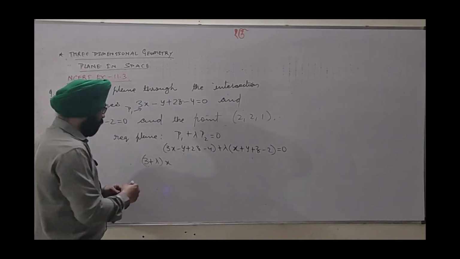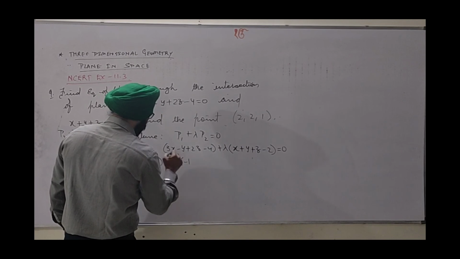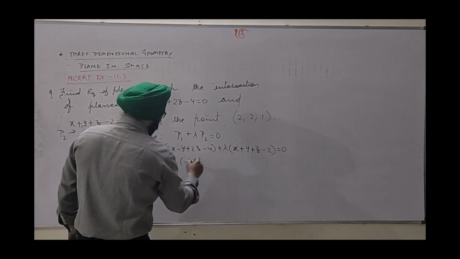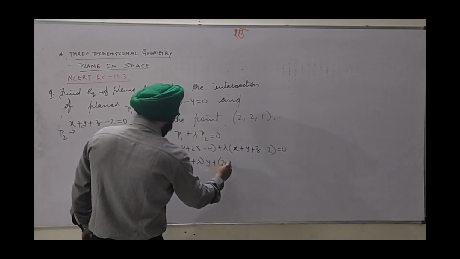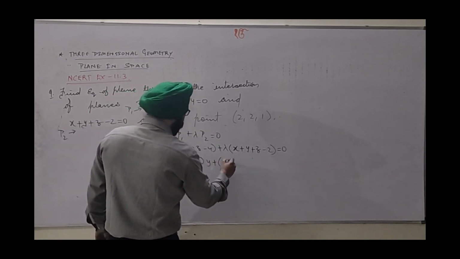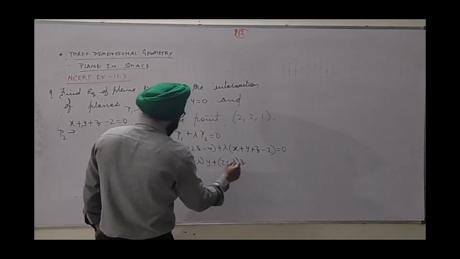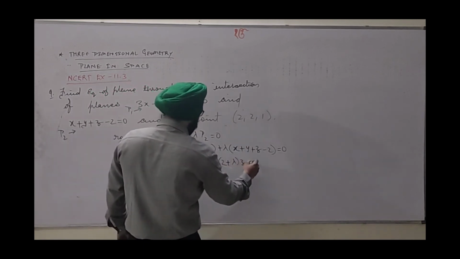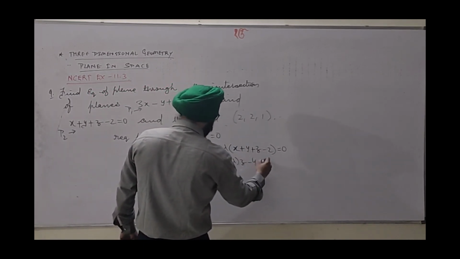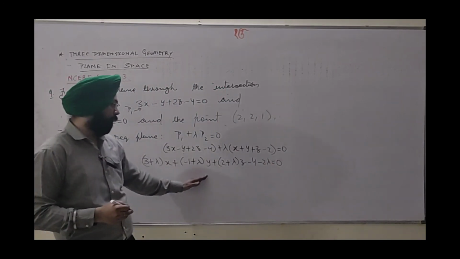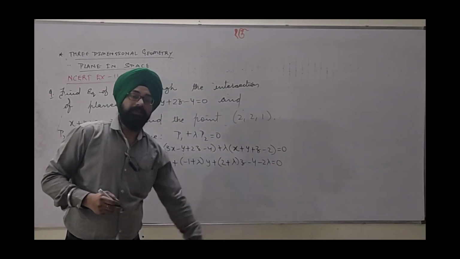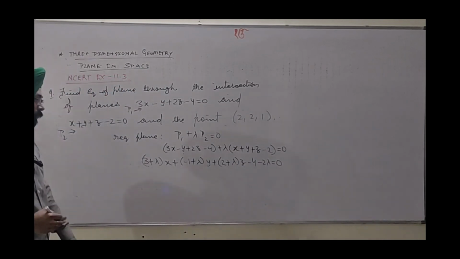It's minus 1. In bracket you write minus 1. From here this will be lambda plus lambda y. Here we get 2 plus lambda z for constant minus 4 as it is, and lambda into minus 2 equal to 0. Now you can check this is ax plus by plus cz plus d equal to 0.